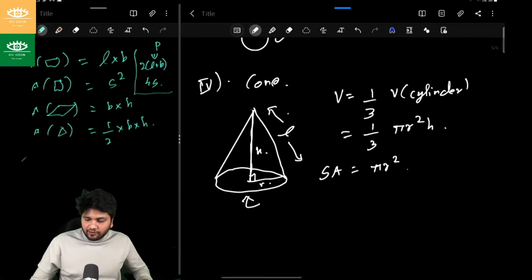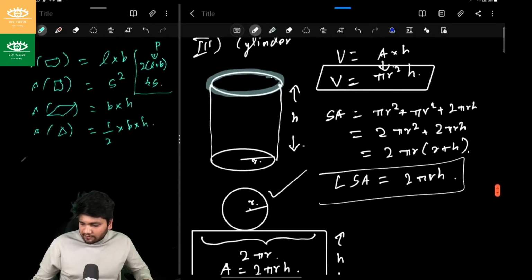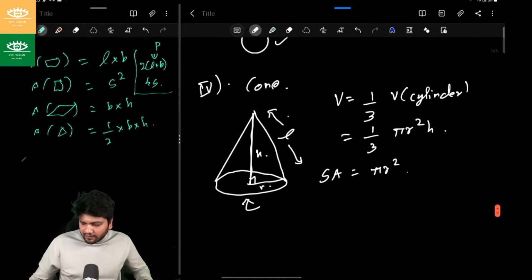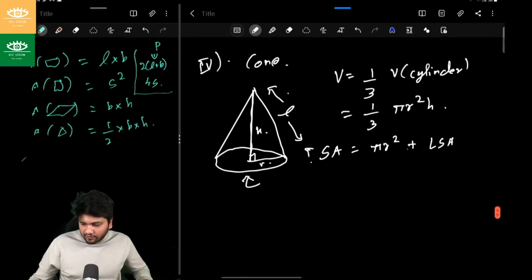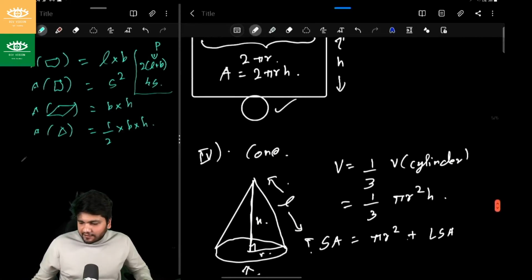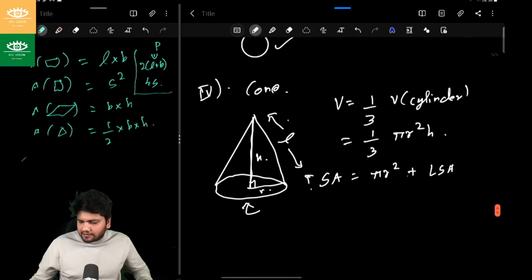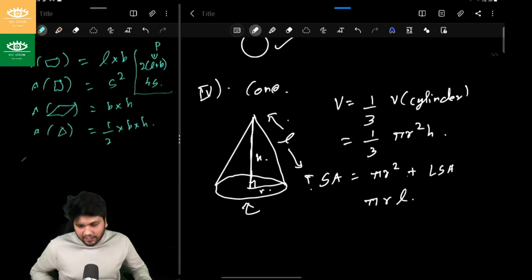But if you talk about this portion, I'm talking about this cone. As I told you, this is quite important, the lateral surface area of a cylinder. Of course, the total surface area is going to be pi r square plus lateral surface area. Again, if I'm standing here, I'll have to come around like this. So I'm talking about this region, the cone region. So lateral surface area is going to be how much? In a cylinder, it is 2 pi r h. Here, it's going to be pi r l instead of h.